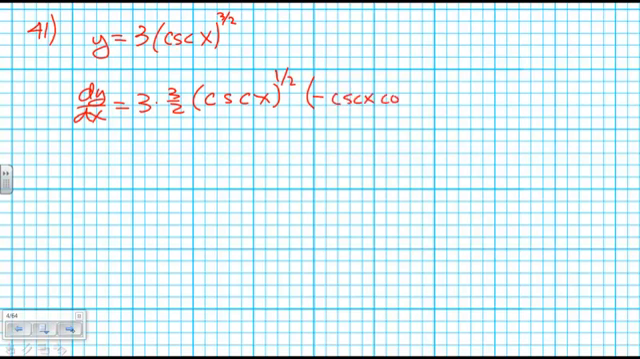41 then. y is equal to 3 cosecant x to the 3/2 power. So dy/dx is going to be 3 times, let's bring the power down, 3/2, leave the inside the same, reduce the power by 1, and now we got to do the derivative of the inside. The derivative of cosecant, since it's a co, it's negative, and it's cosecant x cotangent x.